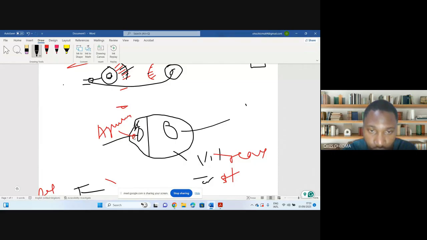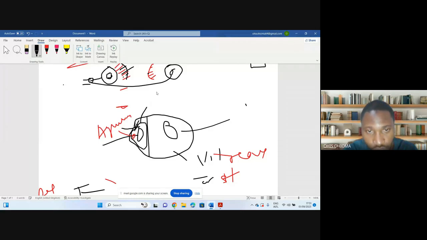So it's produced around this region here, and then it goes around, and then it drains in this angle and leaves. So it's produced at this region here. It goes around the lens, nourishes this whole region. The major function of this fluid is to nourish the lens and other structures, and then it goes there.